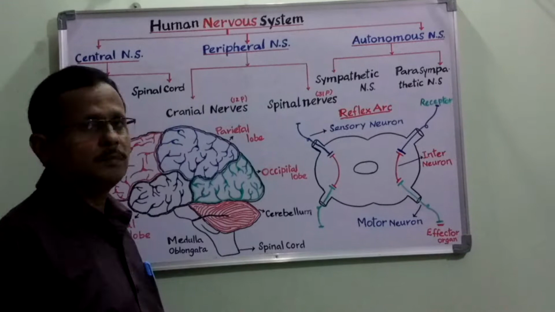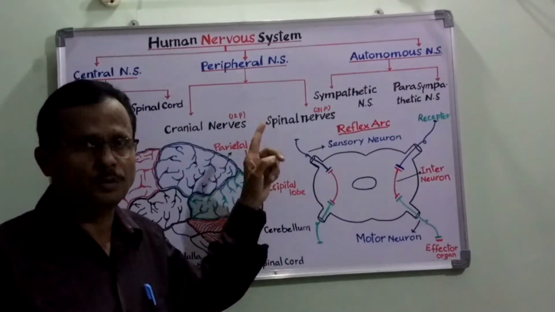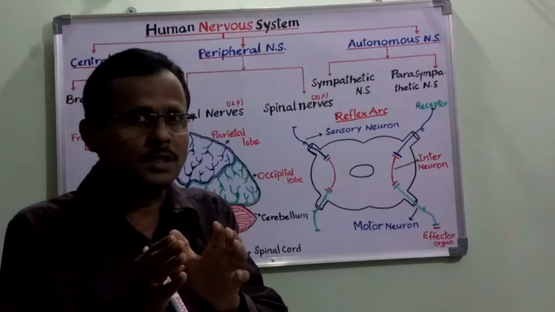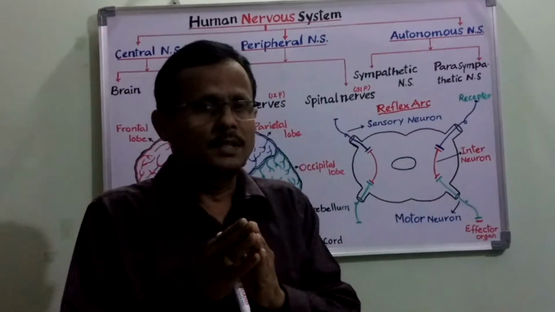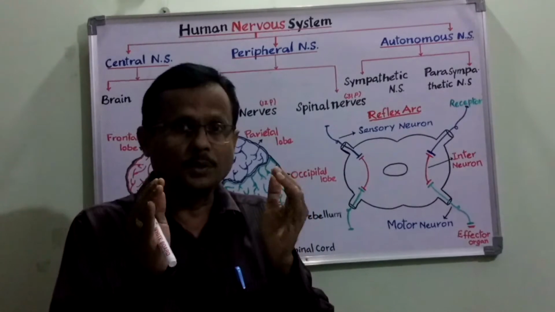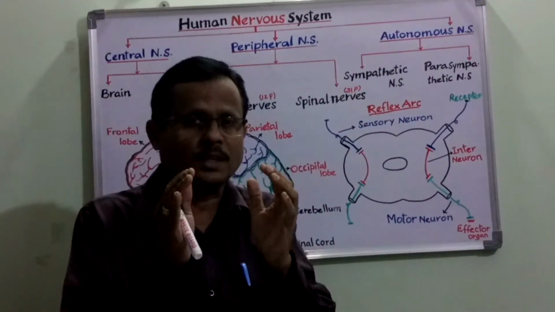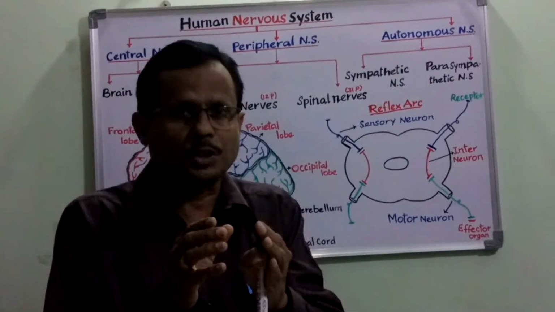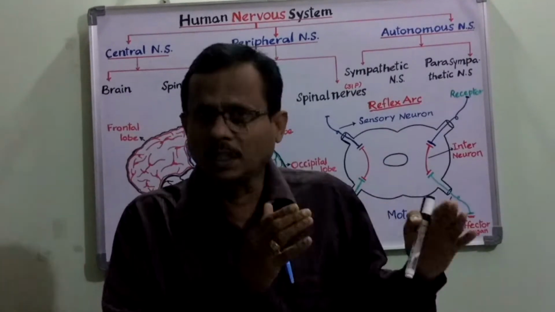Peripheral nervous system is again divided into cranial nerves and spinal nerves. Cranial nerves, the name indicates that these nerves take their origin in the brain. From yesterday's class, we know that the cranium is the bony box that lodges the brain inside. So the nerves that emerge, that originate from the brain, are said to be the cranial nerves.